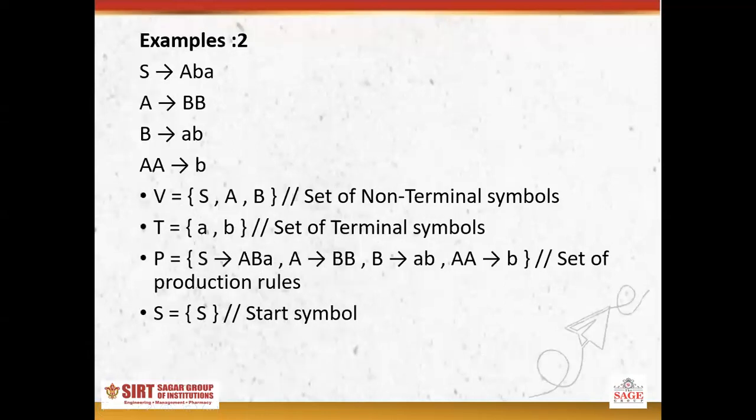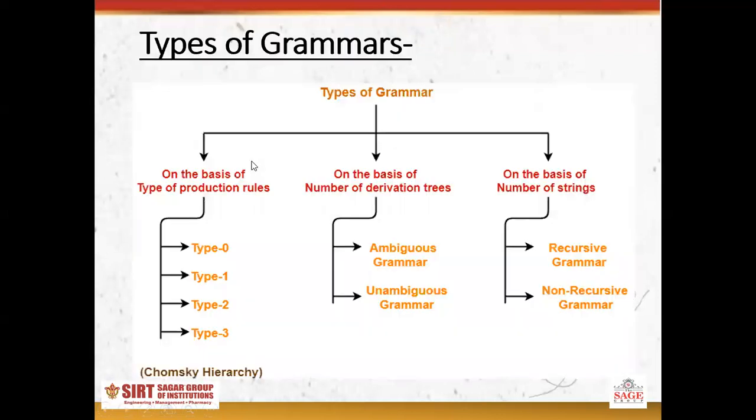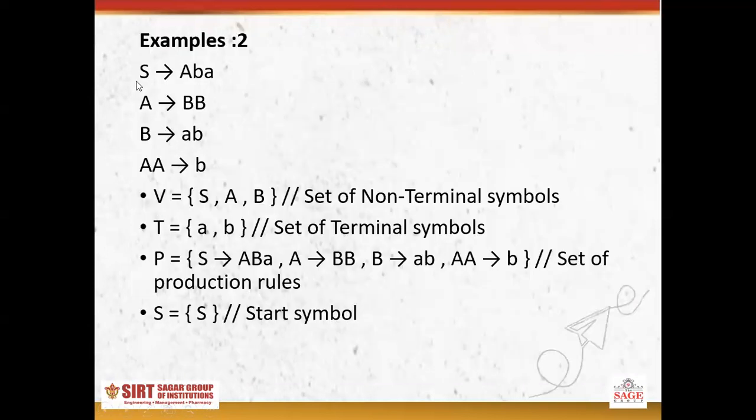In the second example, what are the productions? These are the productions. The variables are capital S, capital A, capital B. Terminals are small a and small b. The starting symbol is capital S.